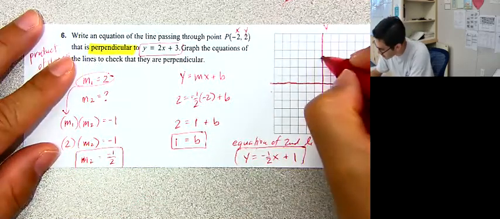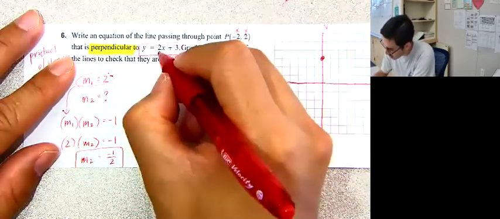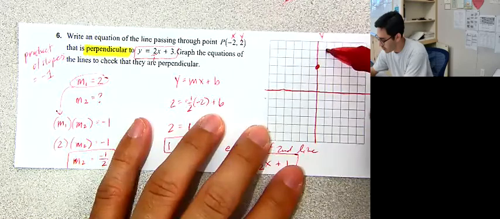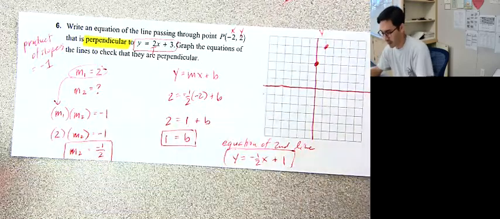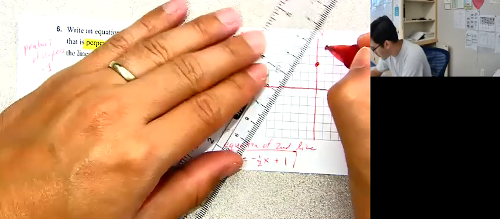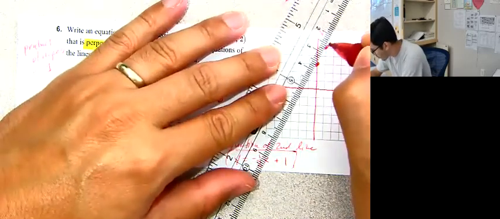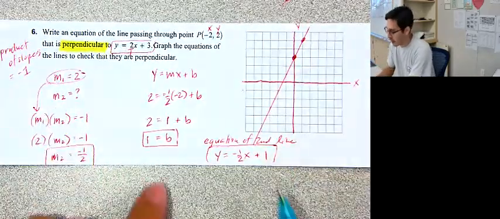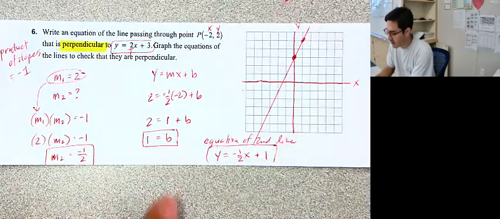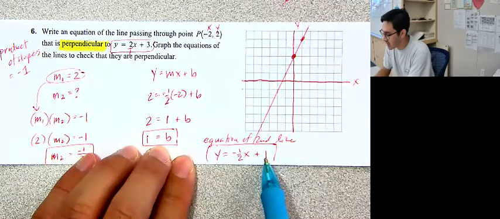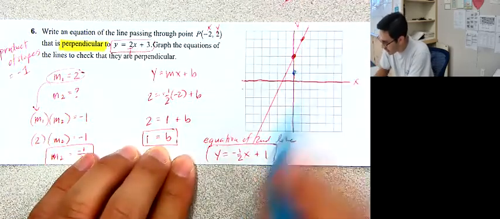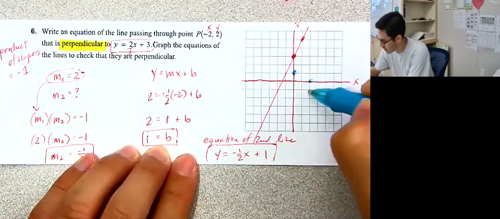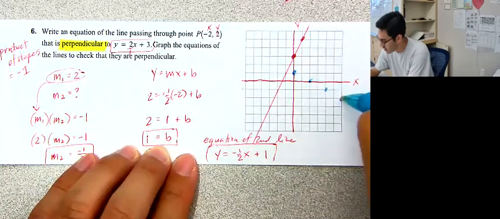So 3 is the y-intercept. 2 is the same as 2 over 1. All right, so we're going to go up 2 over 1, up 2 over 1. Right, and then here's the equation of our second line. This line has a y-intercept of 1, okay, and the slope is -1/2. So down 1 over 2, down 1 over 2.